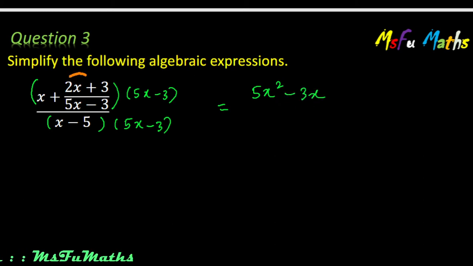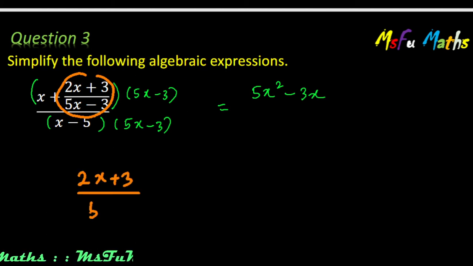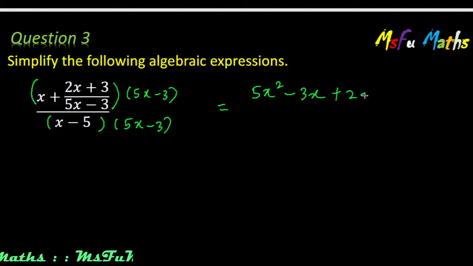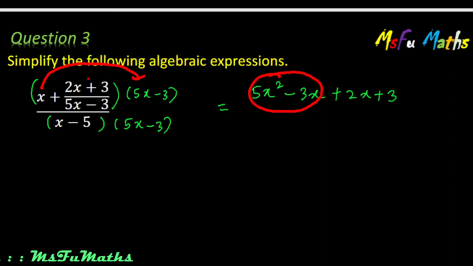For the second term, when we multiply 2x plus 3 over 5x minus 3 with 5x minus 3, we cancel these two, right? So what remains here is 2x plus 3. So you just write here plus 2x plus 3. Do you see it? First is this times this, so you will get these two. And then the second one is this with this, where you cancel off these two and you get 2x plus 3 only here.